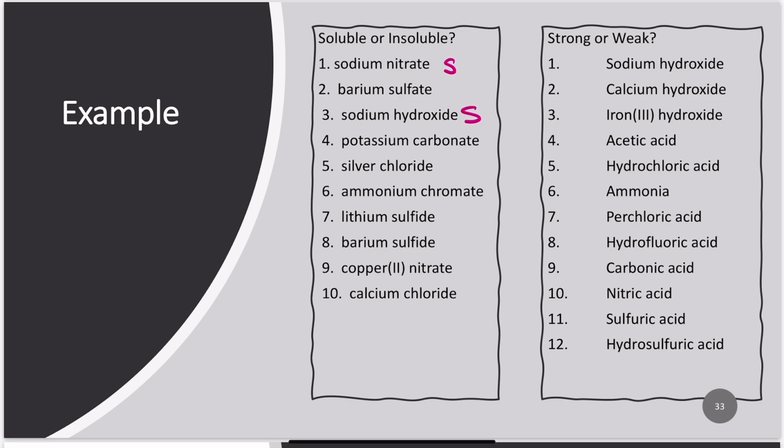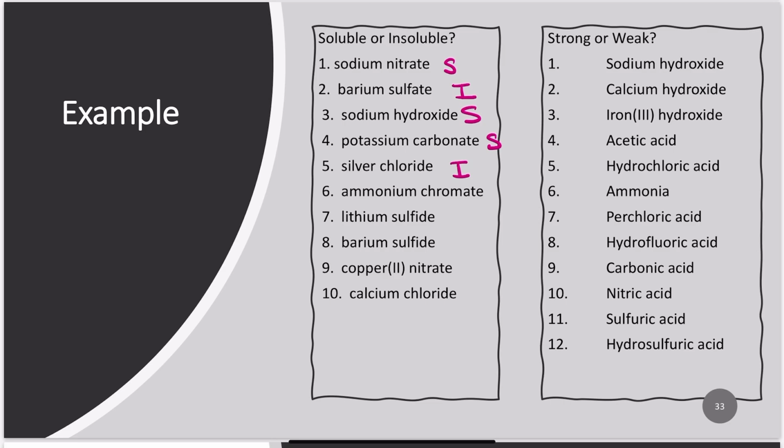Barium sulfate. Sulfates are usually soluble, but not always. One of the exceptions to sulfate is barium, so this will be insoluble. Let's see, potassium carbonate. Carbonates are usually insoluble, but if they are with group 1 cations or ammonium, they will be soluble. Potassium is a group 1 metal, so this will be soluble. Silver chloride. Silver chloride is AgCl. We just did that on the previous table. This is looking at names instead of formulas. So making sure you're still realizing sodium chloride. Chlorides are usually soluble, but not with silver.